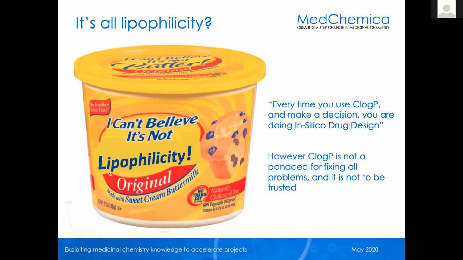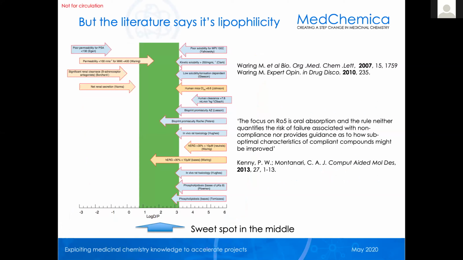Good news, every time you go and use calculated lipophilicity, you are doing in silico drug design. Calculated lipophilicity has been around for quite a while. It's a way of estimating the lipophilicity of a molecule. We have for a long while had this challenge that always comes back to in silico drug design: oh, but it's all just lipophilicity. No, not true in my experience. But I did want to leave you with the thing that lipophilicity is important, and every time you use C-log-P in selecting your designs, you're doing in silico drug design.